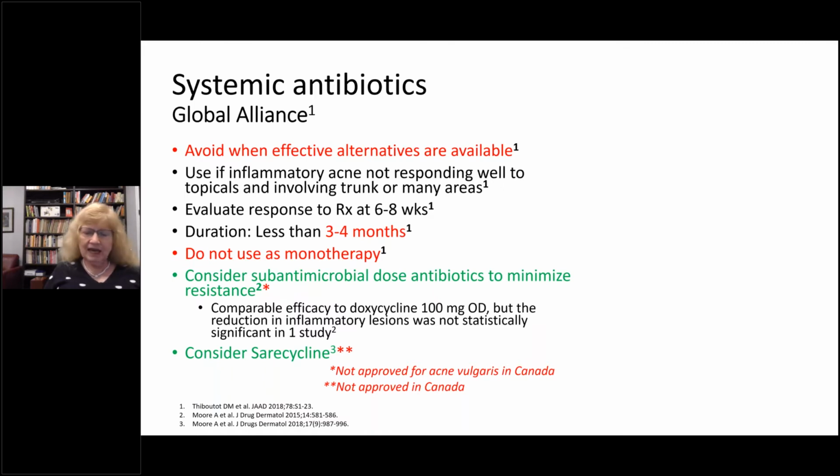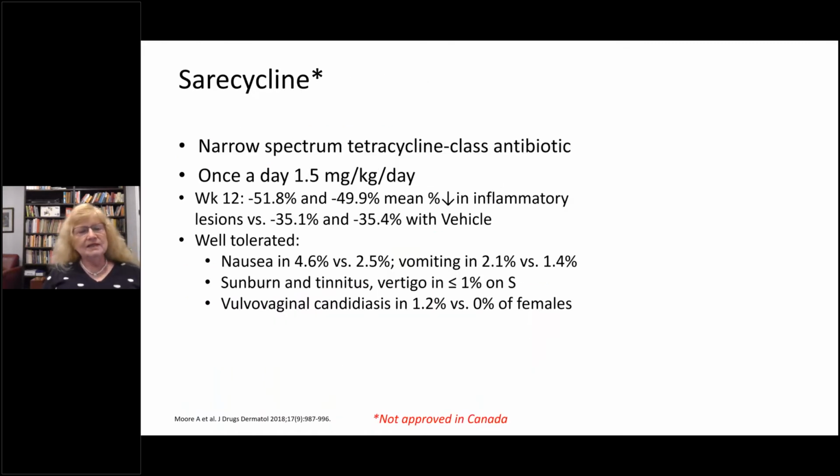Sarecycline, we don't yet have in Canada. This product is a narrow spectrum tetracycline class antibiotic, less chance as far as an antibiotic of causing resistance. So if you feel that that person, you've tried other things and they really need a systemic antibiotic, which of course you likely use with benzoyl peroxide, then this might be a good choice because it has narrow spectrum. And it seems to be very well tolerated with the same side effects as other tetracycline class antibiotics, but the rate of these side effects seems to be quite low.